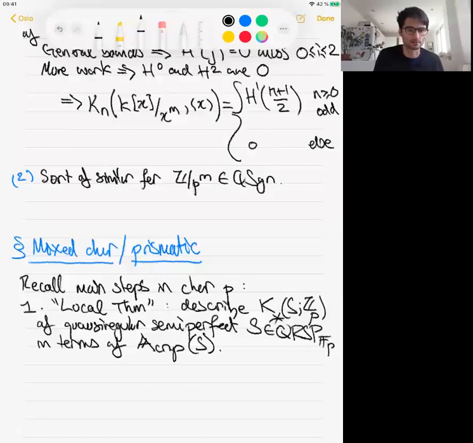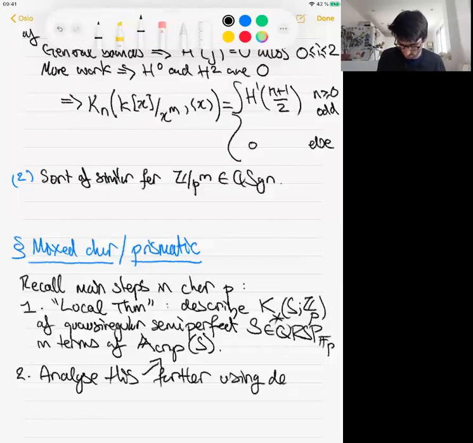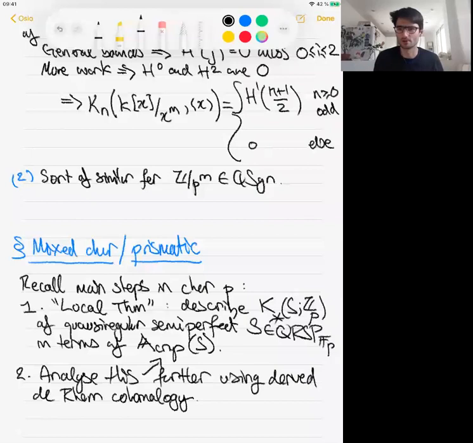And then the second thing was that we had the crystalline period ring, we had some filtered step inside it, we had our divided Frobenius operator, and we analyzed this further, using derived de Rham techniques coming from derived de Rham cohomology. I mean, we needed to show that this gave us a sheaf with no higher cohomology on the quasi-regular semiperfects, because then we could apply some Čech descent arguments. This was the third step.